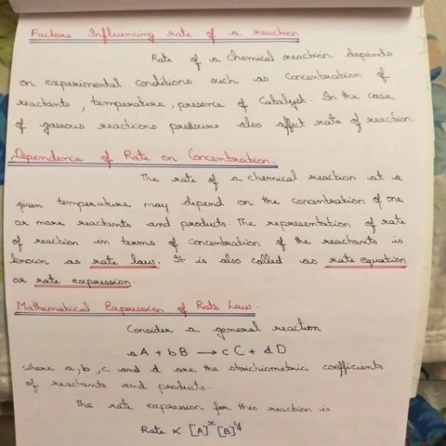Here, we are discussing the factors which influence the rate of a reaction. In the introduction itself, we say that the rate of a reaction depends upon many factors, especially the experimental conditions such as concentration of reactants, temperature, and presence of a catalyst. In case of gaseous reactants, pressure is also a factor. So, in this section, we will discuss the factors influencing the rate of reaction.